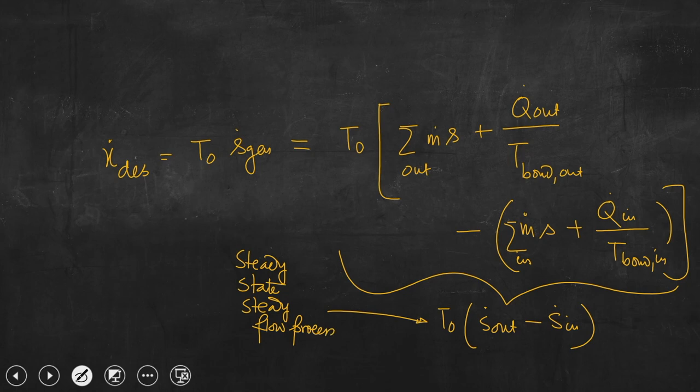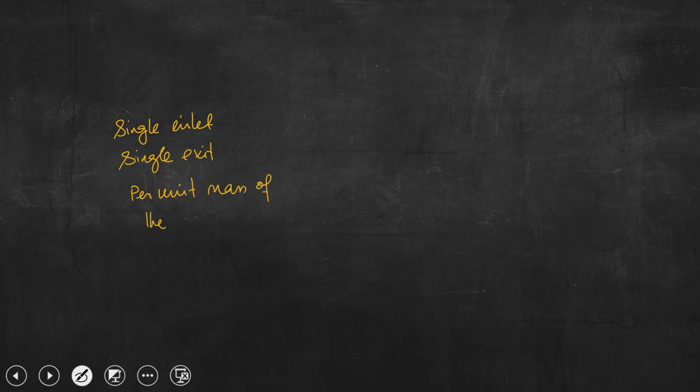I will write system, not process. So, this is system, if we consider that we have single inlet, single exit and per unit mass flow, mass of the working substance.